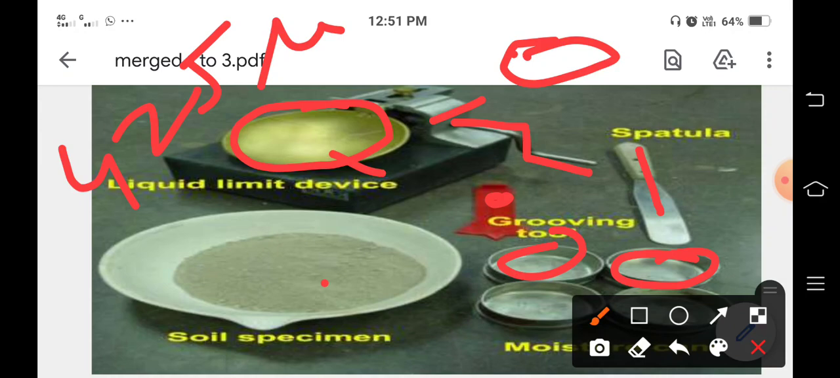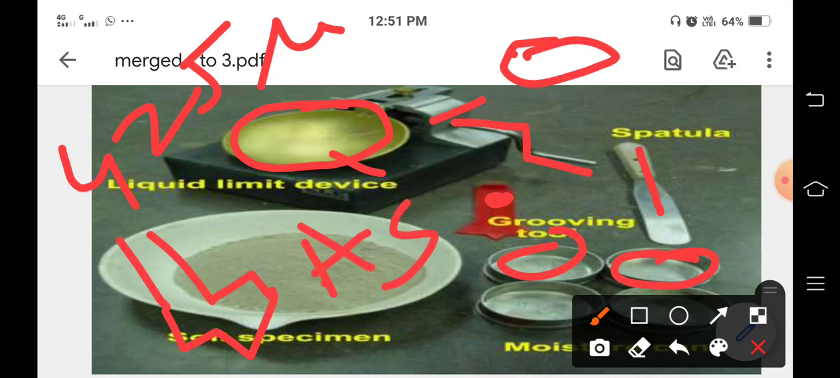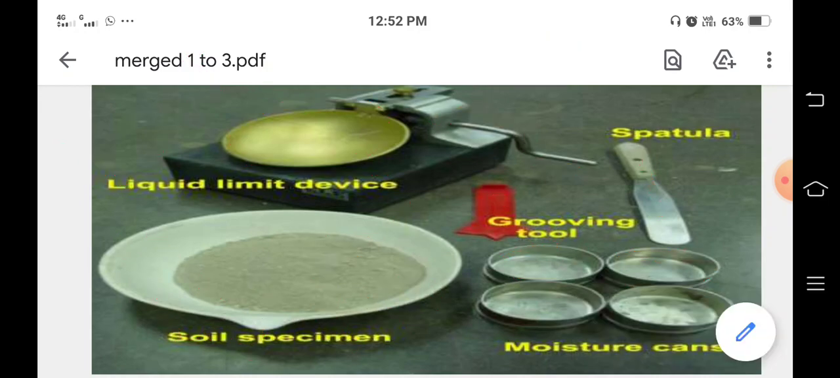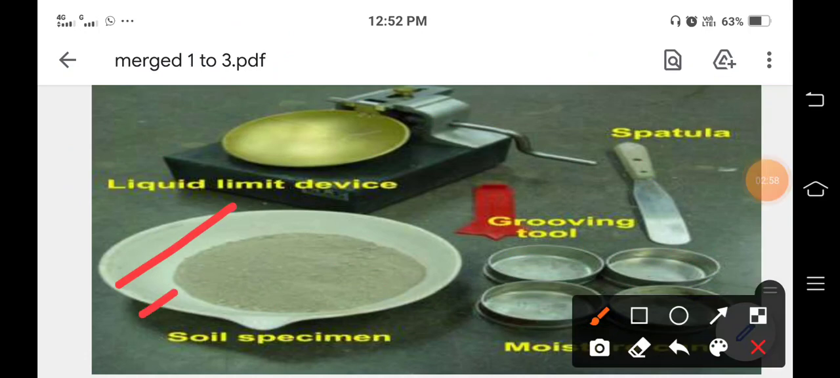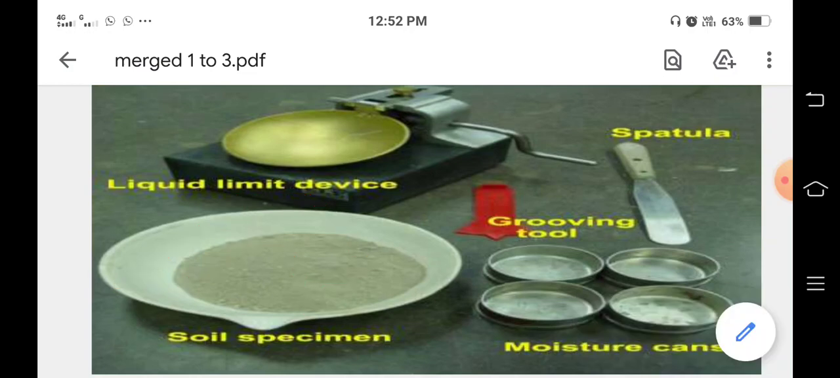It is used to cut the sample, so it has a shape like that. Okay, this is a grooving tool. There are two types of grooving tools we can use. The first one is called the ASTM grooving tool, ASTM being the American Society for Testing and Materials. The second one is called the Casagrande grooving tool. So this is a Casagrande grooving tool, and the shape of the ASTM grooving tool is like that. This is the Casagrande grooving tool. All these are the apparatus that are used to perform the practical on liquid limit determination.